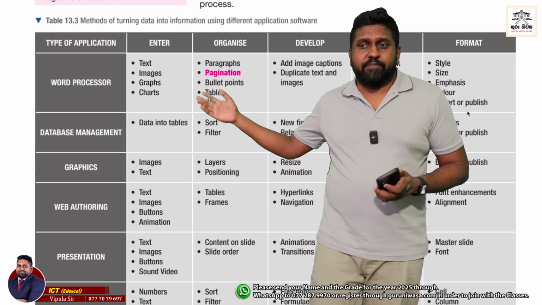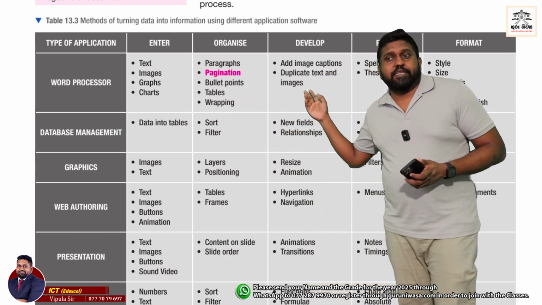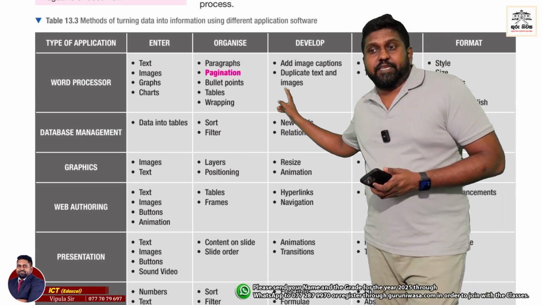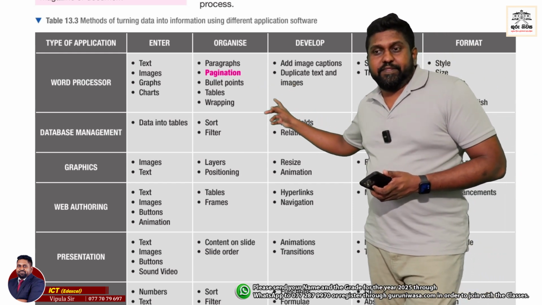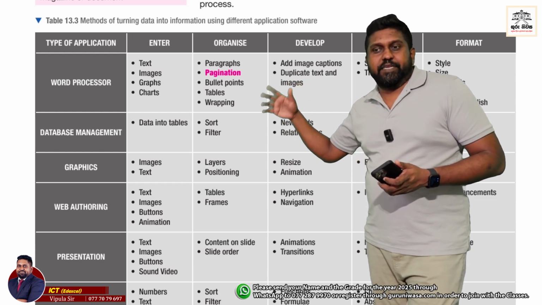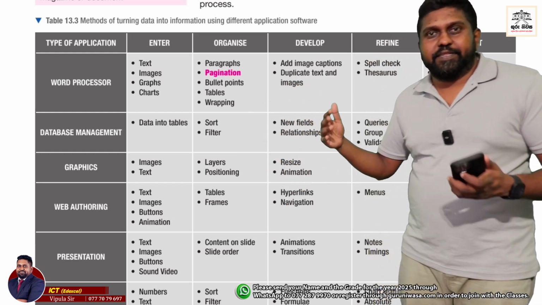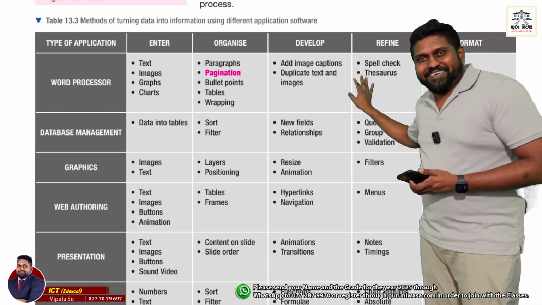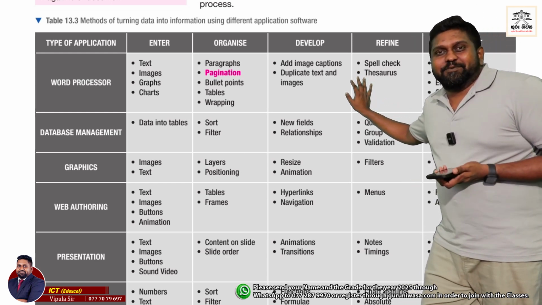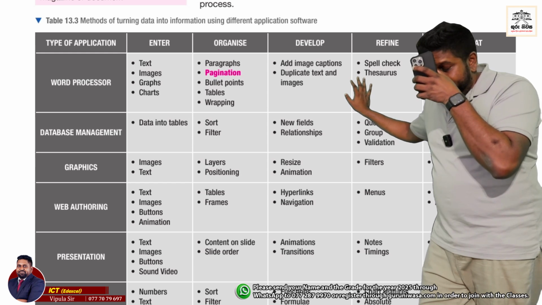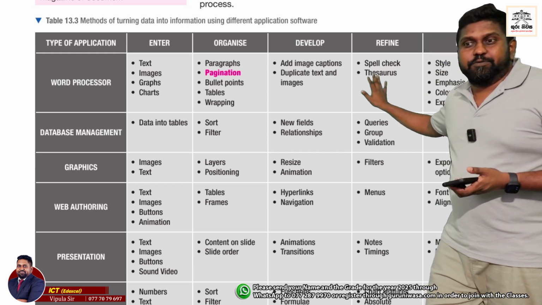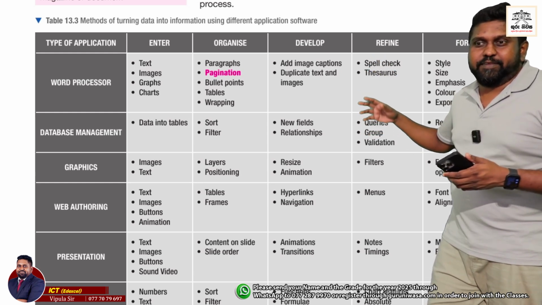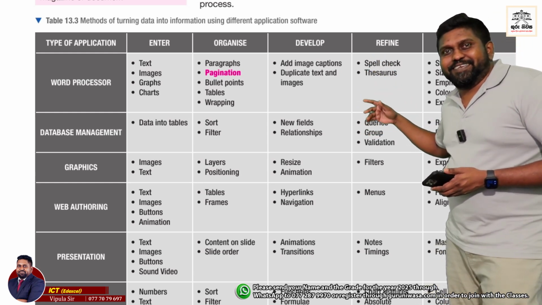Then develop. Developing is mainly about adding captions. You can add images, and as well as duplicate text and images and build the text, right? And then you have the refining part. Refining is the most important thing when it comes to Word, because you get the option to spell check and come up with a thesis type of thing, as well as ultimately you have formatting.